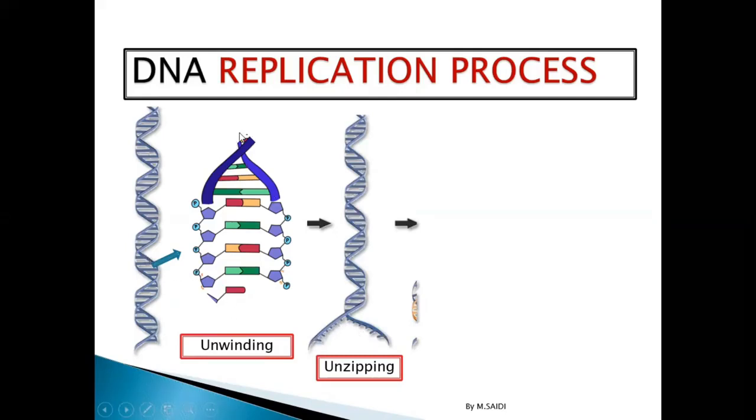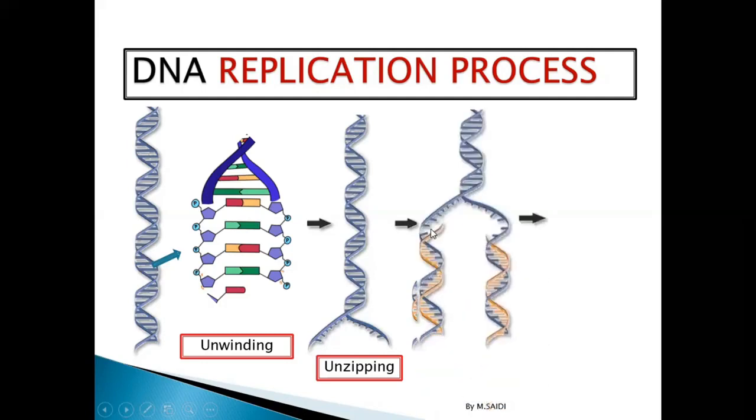Because it was coiled like this, it uncoils and forms these two strands. When these two strands open, the weak hydrogen bonds between these bases break, exposing the two strands. Then, when the two strands uncoil, the free nucleotides of DNA from the nucleoplasm will come and arrange.